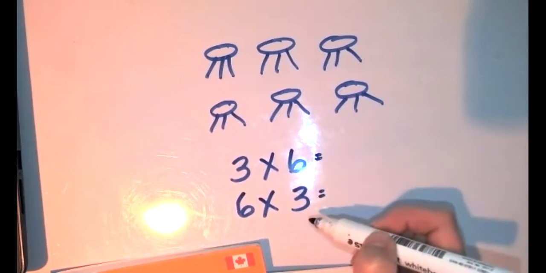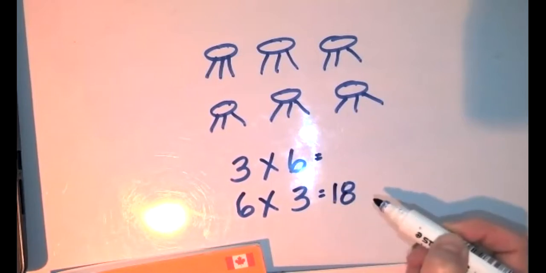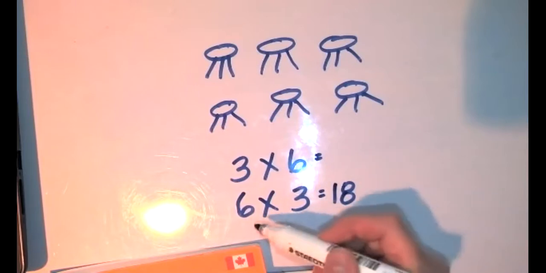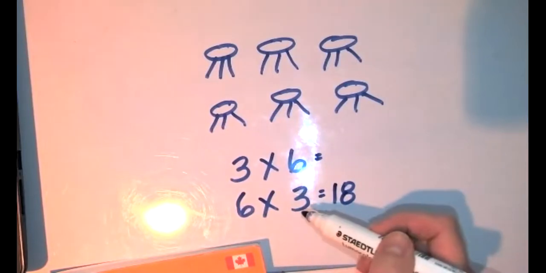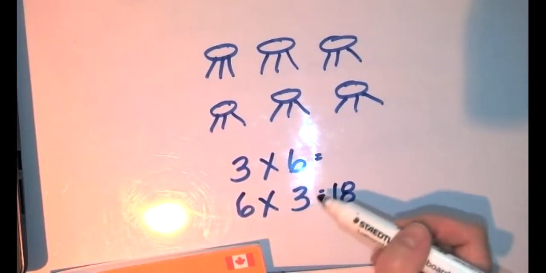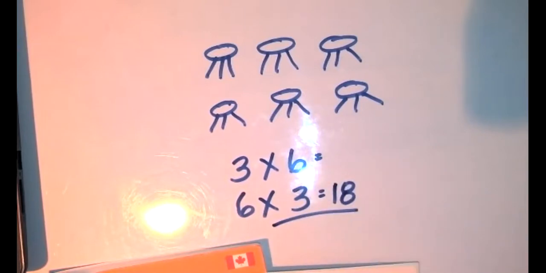And 6 times 3, you know what that is? It's 18. If you don't know that, remember doubles. So you could go 6 groups of 2, or 6 times 2 would be 12, and then add on 6 more. Or maybe you can just remember 6 groups of 3 is 18. Good.